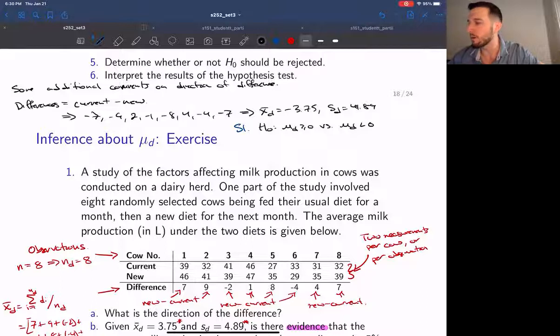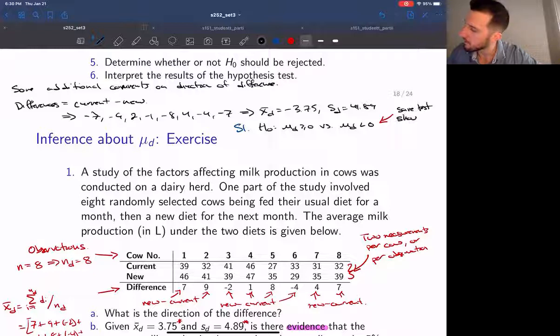But because we took our differences as current minus new, if it is true that the new diet produces larger values than the current diet, we would now expect the mean of these differences to be less than 0. So if the values of current are truly smaller than the values from new, then the difference between them should all be negative or less than 0. So we are asking in this setup here the same thing that's being asked in B.